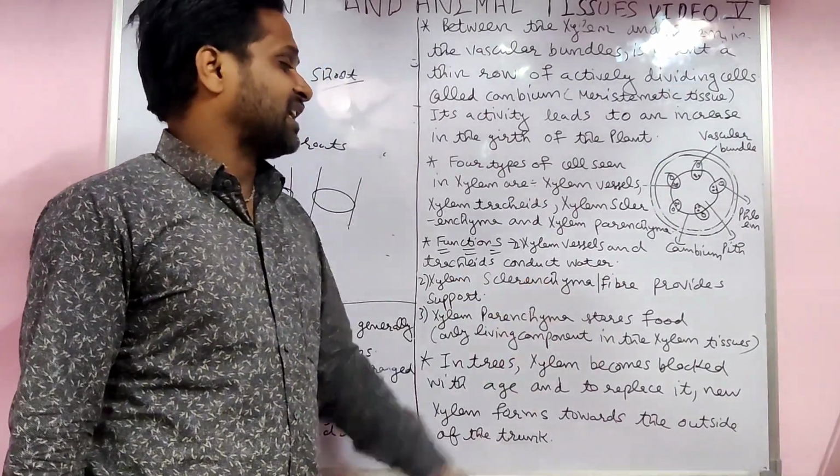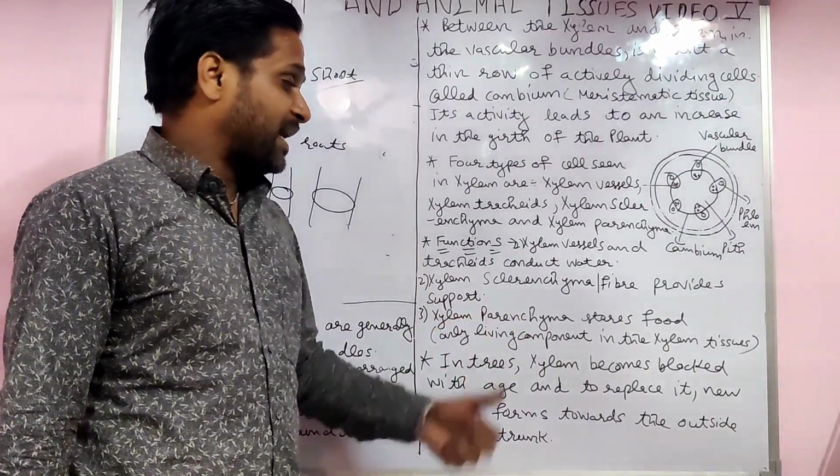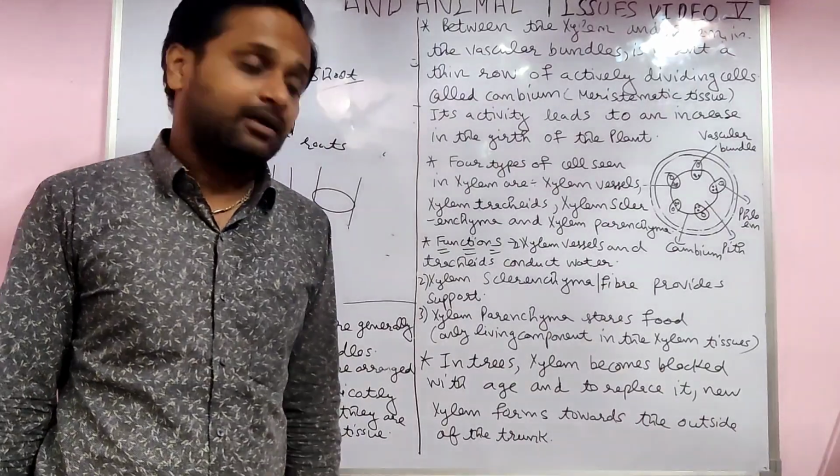Xylem sclerenchyma fibers provide support. Xylem parenchyma stores food. It is the only living component in the xylem tissue. The others are dead.